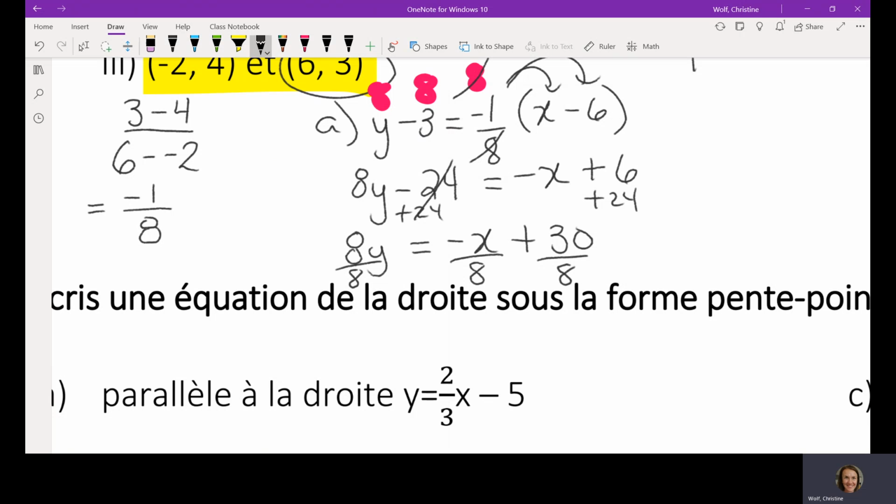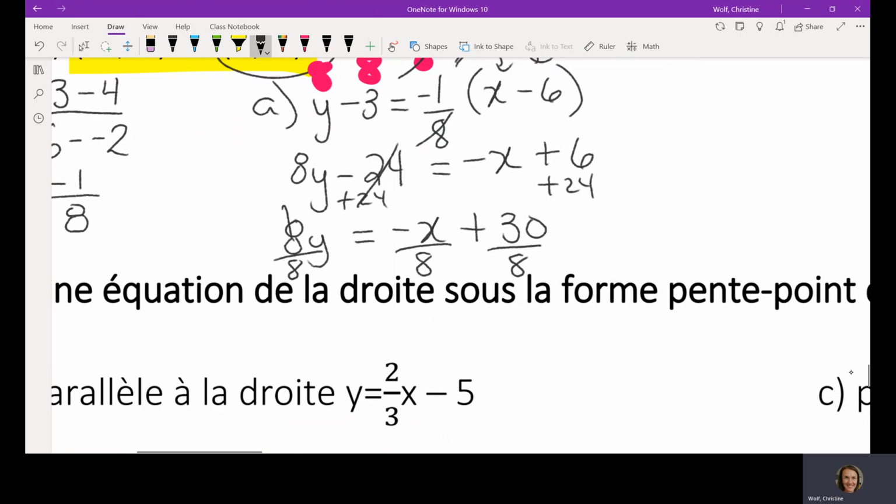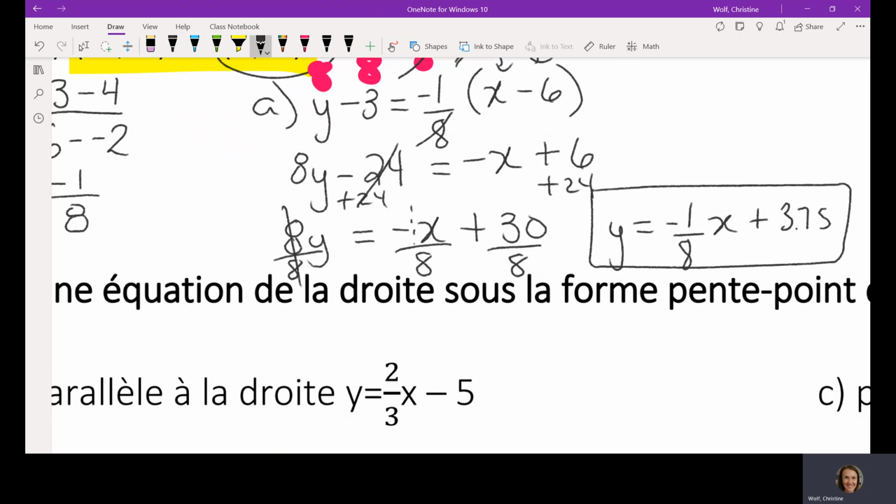So now, if I clean this up, à la gauche, j'ai y toute seule égale négatif 1 sur 8 x. I just put that imaginary 1 there. You can't divide 1 by 8. And then, même chose ici, 30 divisé par 8. We can write the decimal, say 3.75. And there you go, we have la forme explicite.